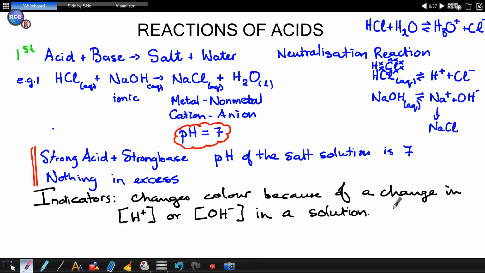All this is still neutralization. I'm just bringing in the choice of indicator that you will use if you choose to neutralize an acid by a base. And in this case, we've got a strong acid neutralizing a strong base, and the pH of that solution will be 7. We have different indicators.